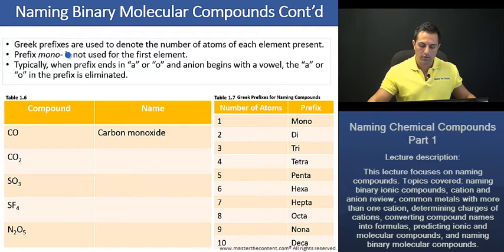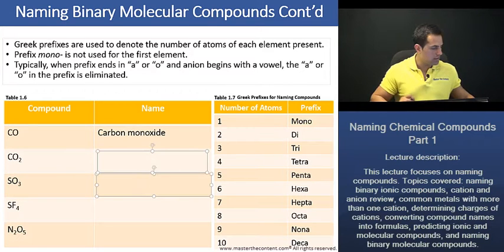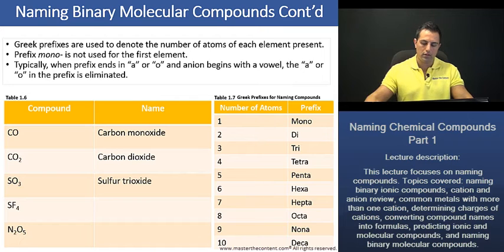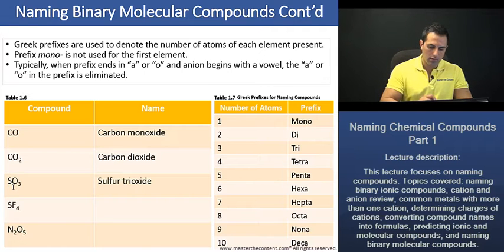Next, since we have two oxygens present here, this should be carbon dioxide, and since there are three oxygens present here, this should be sulfur trioxide. Let's go ahead and take a look at that next. Sulfur trioxide. Now, the sulfur and the oxygen are actually in one group on the periodic table. Let's take a look at that for just a moment.